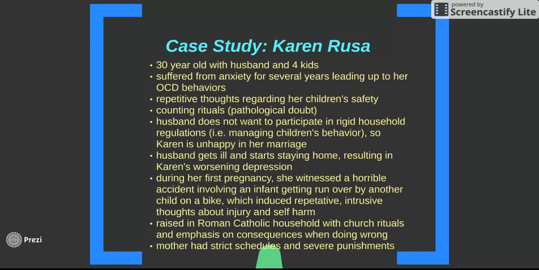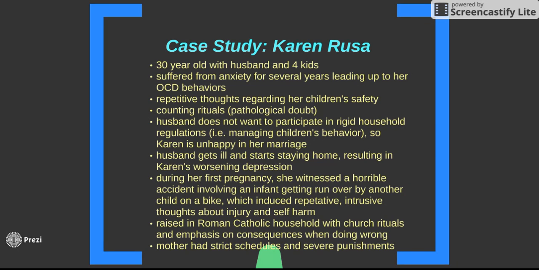She engaged in compulsive behaviors, including a counting ritual that prohibited her from buying certain items on the shelf, since she believed the order of the items corresponded with each of her kids and could result in harm to them. Her husband did not want to help discipline the kids or participate in other household regulations, so Karen became unhappy with her marriage, but she stayed for the sake of her children. When her husband got ill and started to stay home, she became depressed.